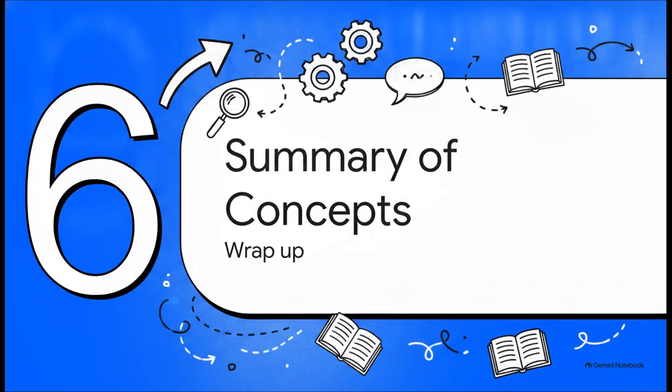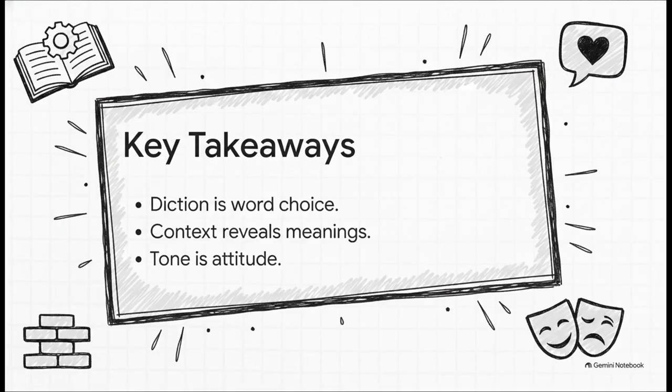Section 6. Summary of key concepts. Let's bring it all together. Diction is the specific, deliberate choice of words made by an author. When you're dealing with specialized subjects, context reveals the technical meanings of jargon. Beyond literal definitions, the connotations of words evoke deep emotional responses. And finally, all of those word choices combine to create tone, which is the author's overall attitude toward the audience or the subject.